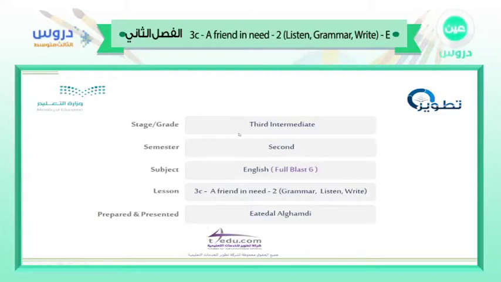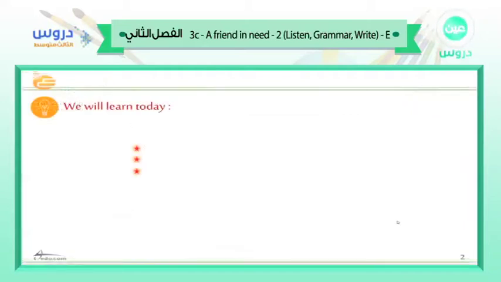Welcome to this new English lesson. This lesson is for the third intermediate, the second semester. The subject is English, FOL+6. The lesson is 3c, A Friend in Need. It's the second part of the lesson: grammar, listen, and write. The lesson was prepared and will be presented by Mrs. Atidal Al-Ghamdi. Now let's see today's objectives.